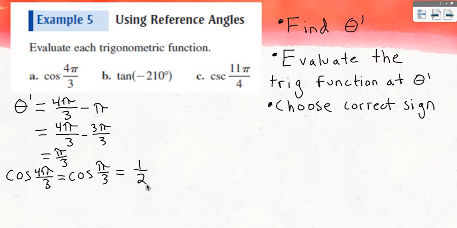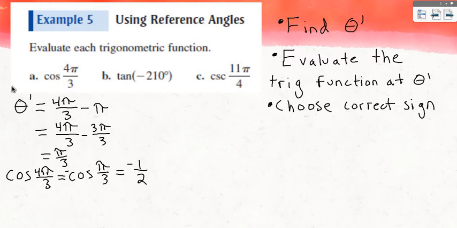And then our last step that we said was to choose the correct sign. The reason that I say that is because we're using reference angles, which are all acute angles, which are all in our first quadrant. And all of our trig functions are positive in our first quadrant. However, not all of our other angles are going to have positive trig functions. So in this case, I have cosine of 4 pi over 3, which is in my third quadrant. And I know that sine and cosine have to be negative in my third quadrant. So I'm just going to stick a negative to the front. And that would be my answer.